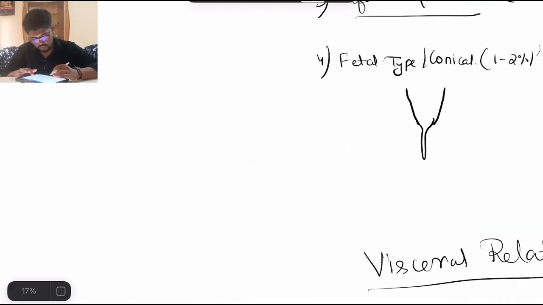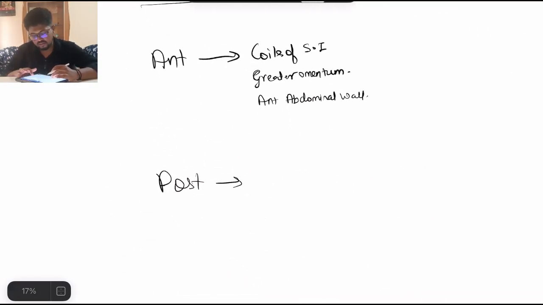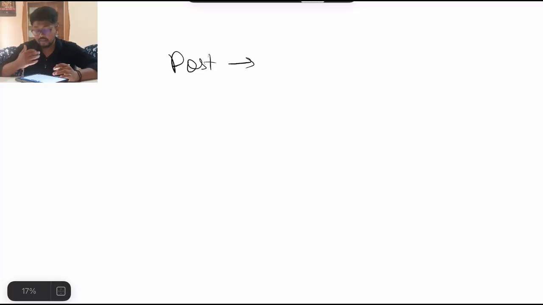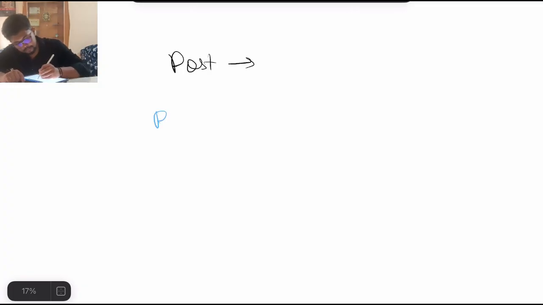Now, as we have discussed the visceral relations, we'll see that the peritoneum has some folds that are attached to the cecum. So the peritoneal folds.